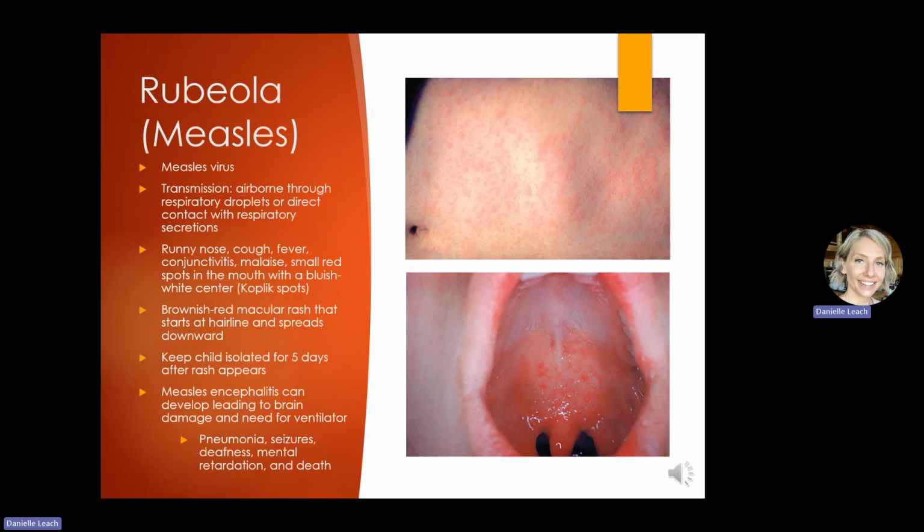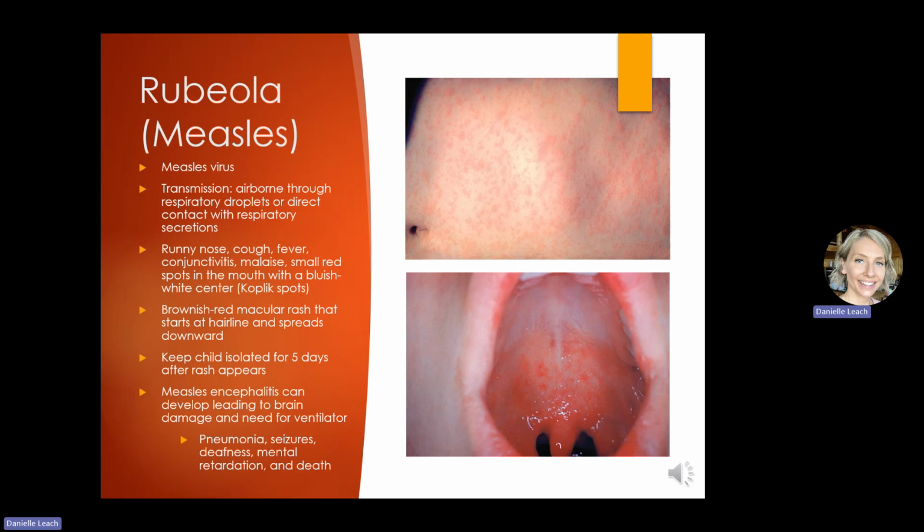Rubeola or measles, also referred to as 7-day measles. This one is a virus caused by the actual measles virus, transmitted through airborne transmission. Symptoms of this: runny nose, cough, fever, conjunctivitis, malaise, small red spots in the mouth with a bluish white center called Koplik spots. So this is the bottom picture.